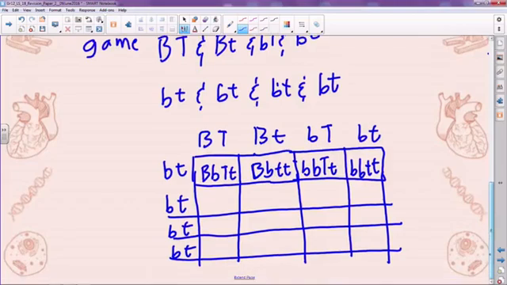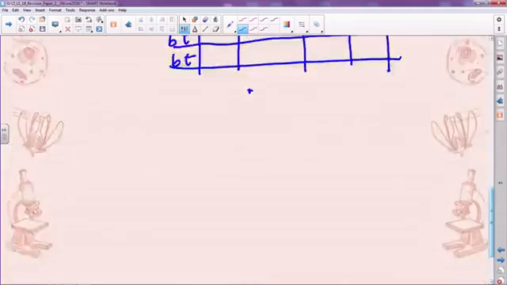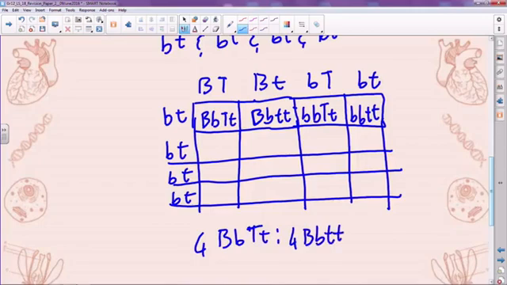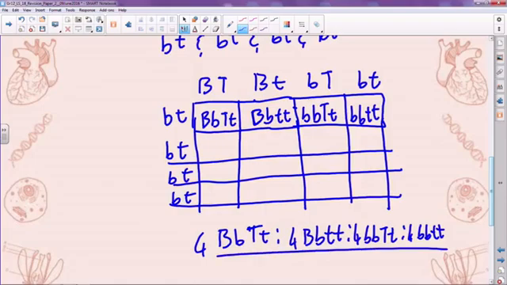Which means, if we have a look at it, let me see if I can get more of this page going. There we go. We're going to have 4 of each: 4 big B, big T, small t; 4 big B, small t; 4 small b, big T, small t; and 4 small b, small t. So that is our whole genotype ratio.